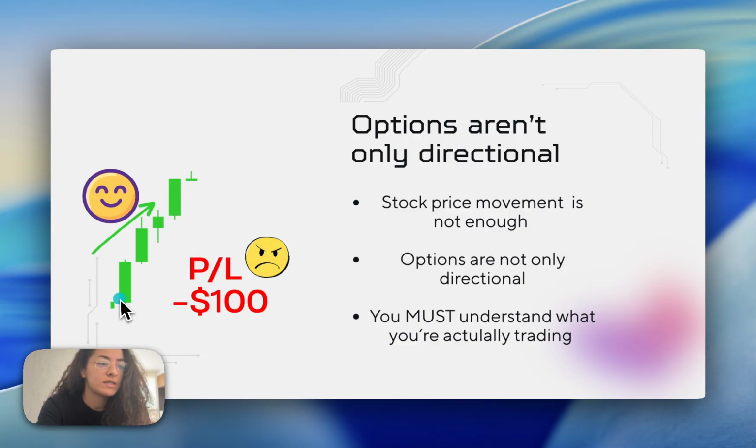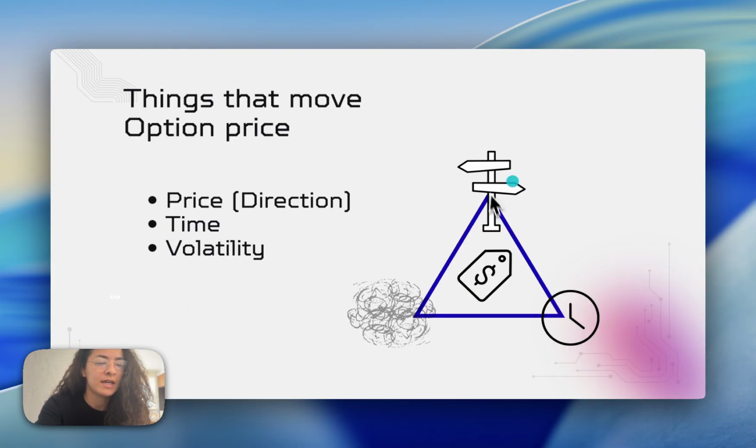Because sometimes we see the stock go in our desired direction, so in theory the option should get more value, but then instead we see our P&L going down and we don't understand why. So it's really important that we understand all the components that need to be factored in when we look at option value, option price. So there are three main components. One is the direction, the price, we just talked about it. The second one is the time, and the third one is the volatility. So let's look into it a bit more in detail.